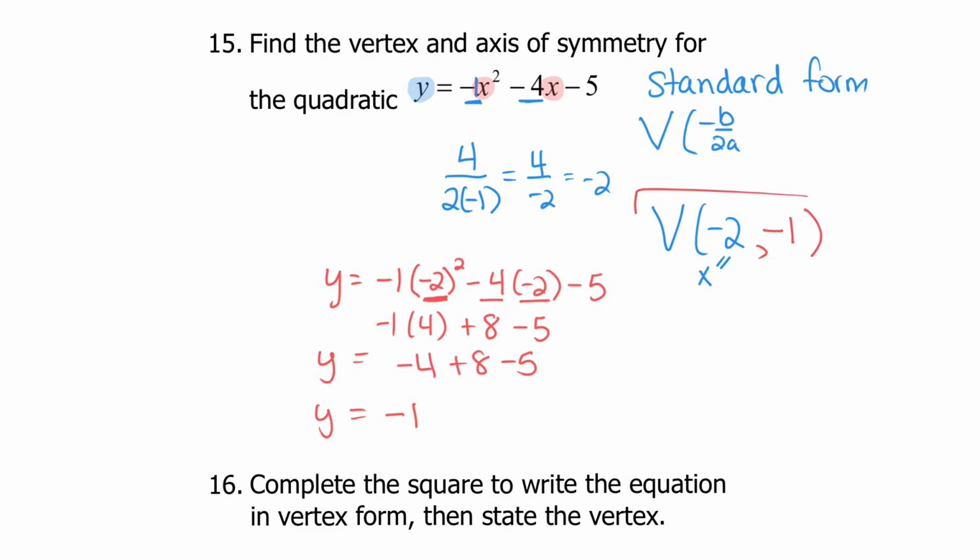So this is your vertex. And then remember, your axis of symmetry is always x equals whatever your h is. So my axis of symmetry is x equals -2.